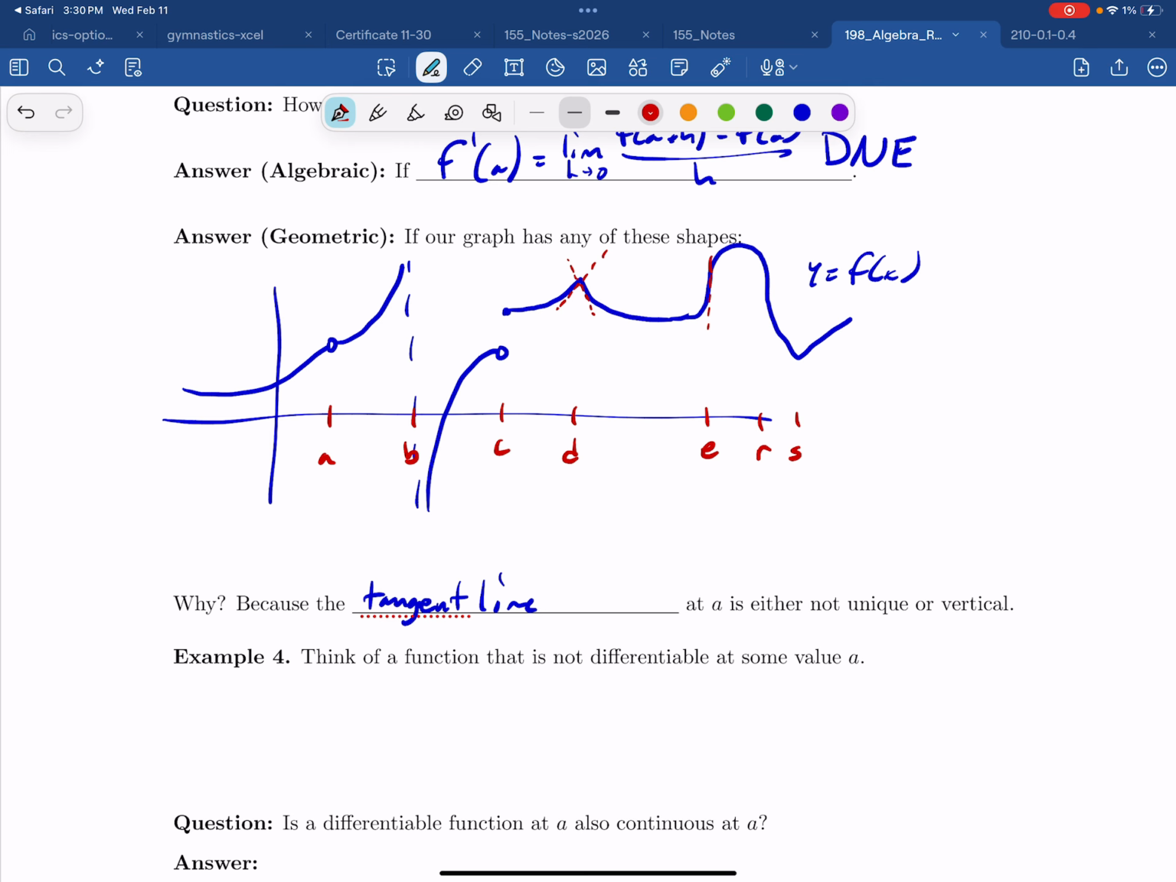Here we have a vertical tangent line. Here we also have a vertical tangent line. And here, again, we have a vertical tangent line this way from the right and that way from the left. So the tangent lines just are not unique.